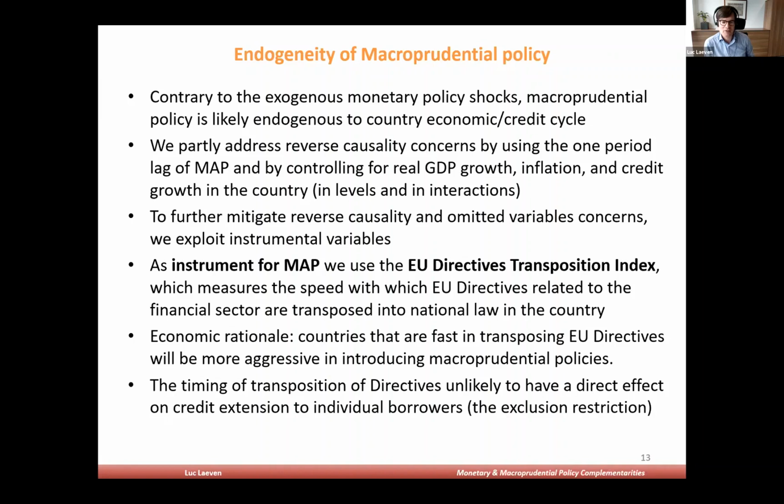And in particular, when we focus on directives that in general terms are related to aspects of the financial sector. So the key exclusion restriction that would have to apply for this to make sense is that the timing of the transposition of these directives will not have a direct effect on credit extension in these economies, and in particular in our setup of individual borrowers. And we find it very hard to think of a particular channel in which this would not be the case.